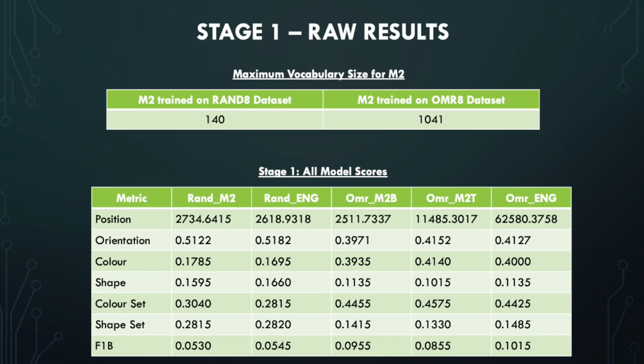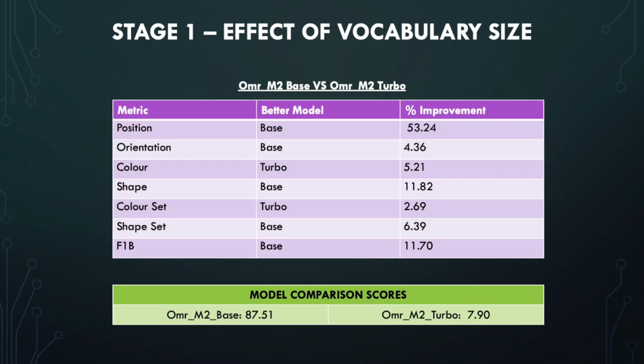Here are the raw results for Stage 1. The maximum vocabulary size after training M2 was 140 for RAND A and 1041 for OMR A. This is likely a result of the greater variation present in the OMR assemblies, which aren't just generated randomly by a computer. For each of the 5 models, there is no outright winner. Some perform better on certain metrics and worse on others. To determine the better of 2 models, a score is given to each, which is created by summing the percentage improvements for each metric the model performs better on.